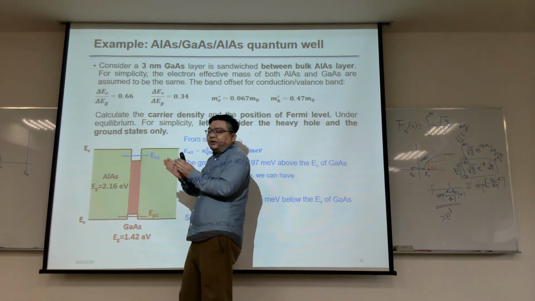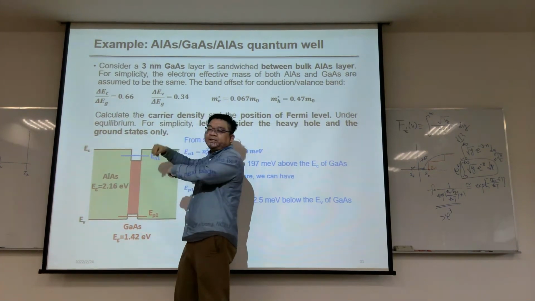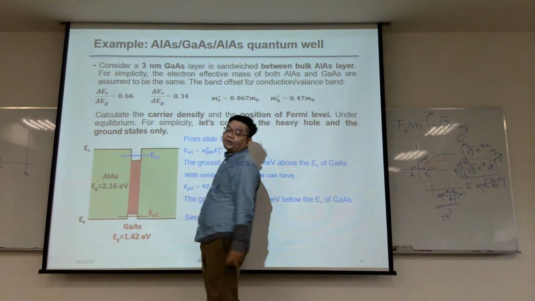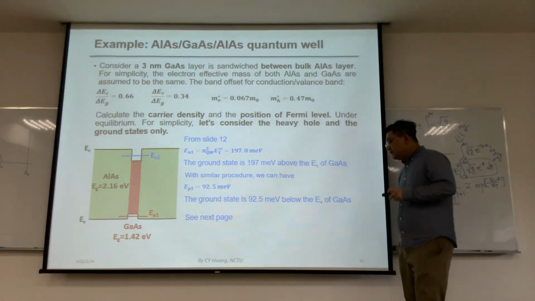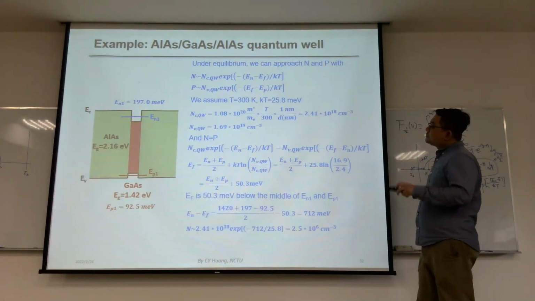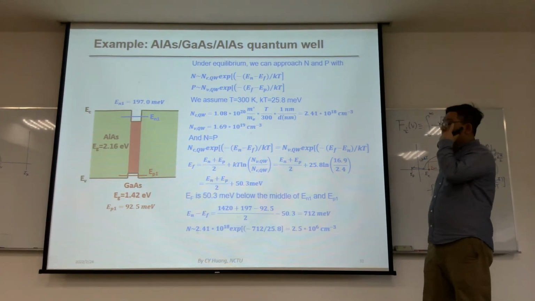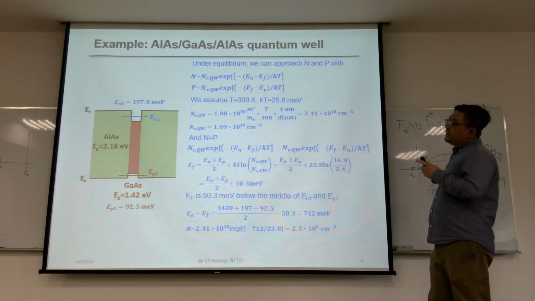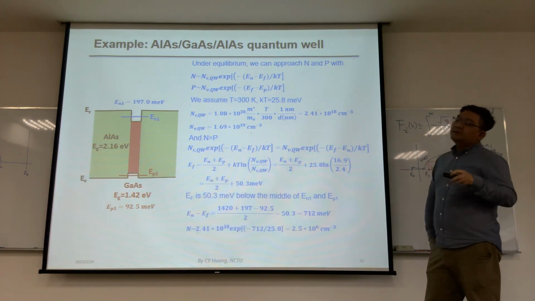And the thinner the quantum well, the more the energy levels will be pushed apart. You can also try to see that in the given examples. Alright, so now we know what the positions are. Then we can try to find the Fermi level by equating both sides.